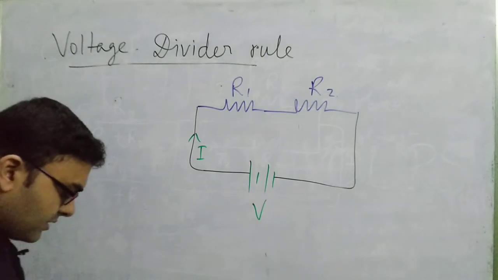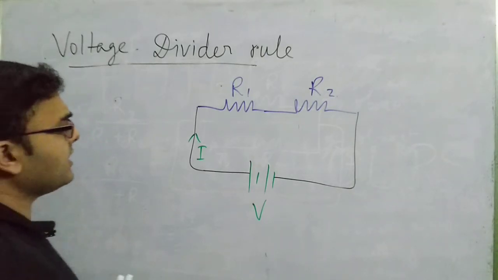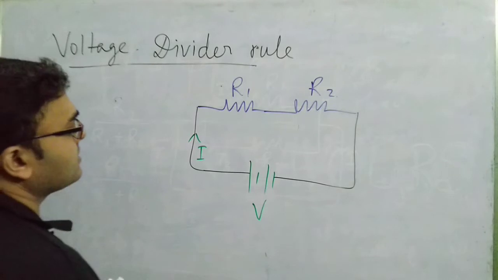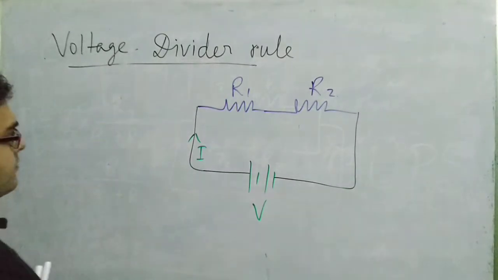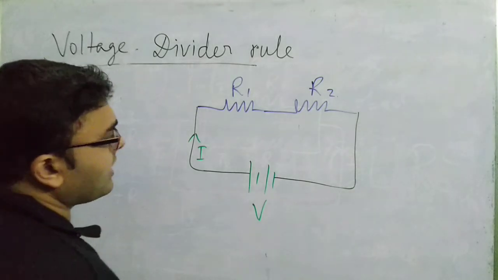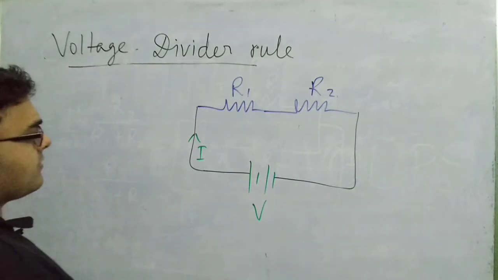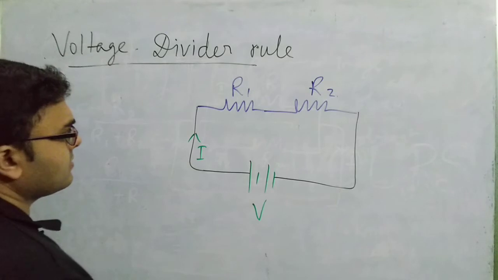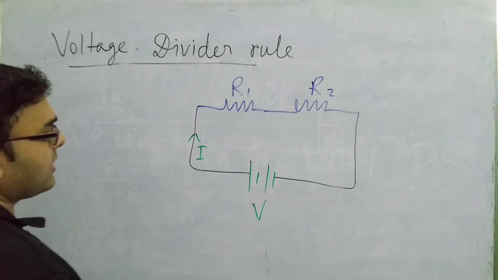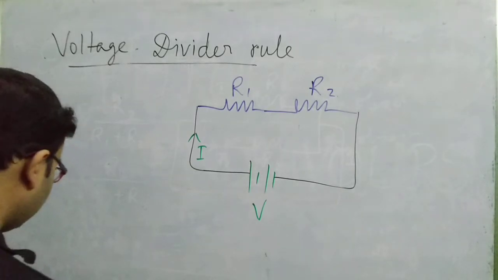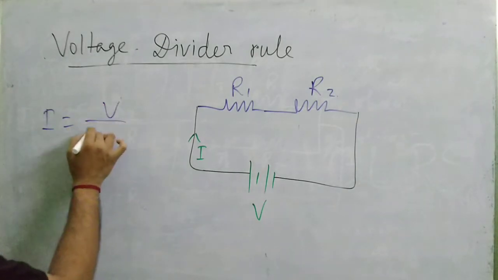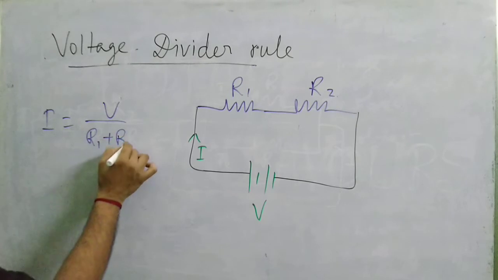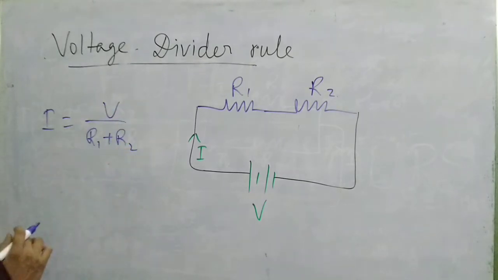Okay, so here you see the voltage within the resistor R1. From Ohm's law, V equals IR. So if I get the total current I, how can I get it? From the calculation, the total current I will be equal to V by R1 plus R2, isn't it? So what is the value of V1?